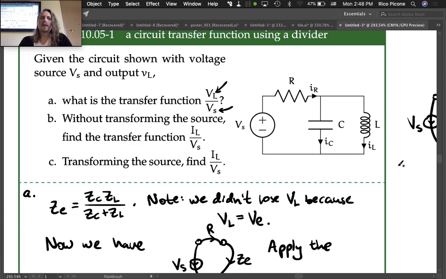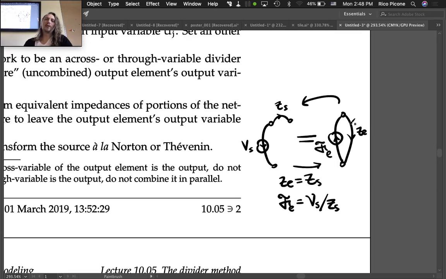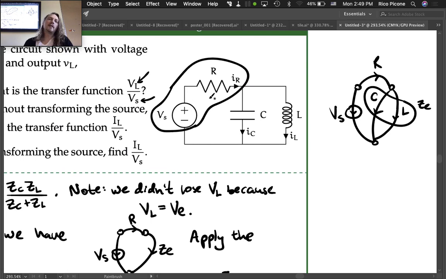Now let's back up and try to use a source transformation to get that same transfer function. How that works is we're going to recognize that this is a Thevenin model of a source, right? Where you've got an across variable source in series with an impedance. And like we said up here, you can transform that into a through variable source in parallel with the same impedance. So if we do that, then we're going to have three impedances in parallel with a current source, and that's a through variable divider, right? A current divider. So that's what we'll do.